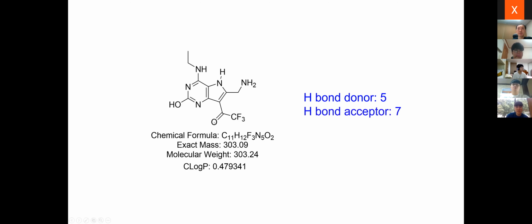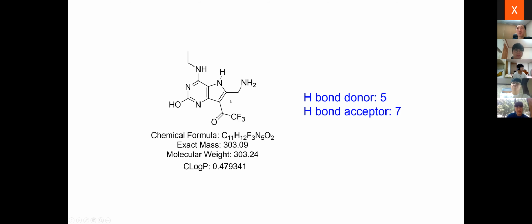Hydrogen bonding donor. How many hydrogen bonding donors here? 5. 1, 2, 3, 4, 5. Hydrogen bonding acceptor. 7. 1, 2, 3, 4, 5, 6, 7. Good. Rotational bond. Seven. Let's count together.